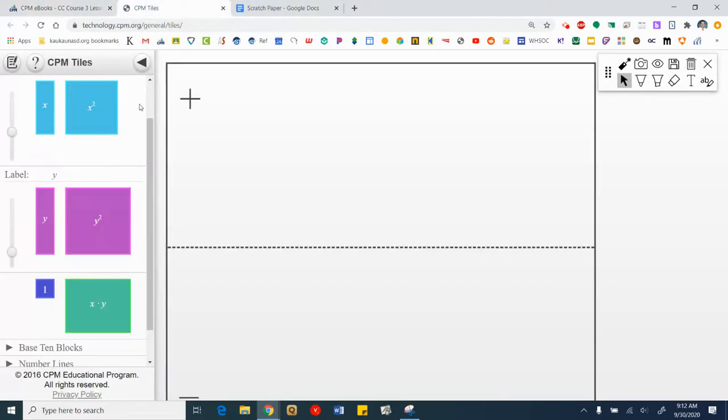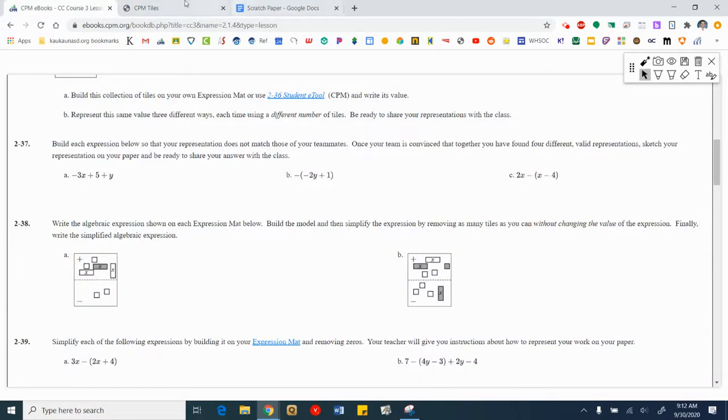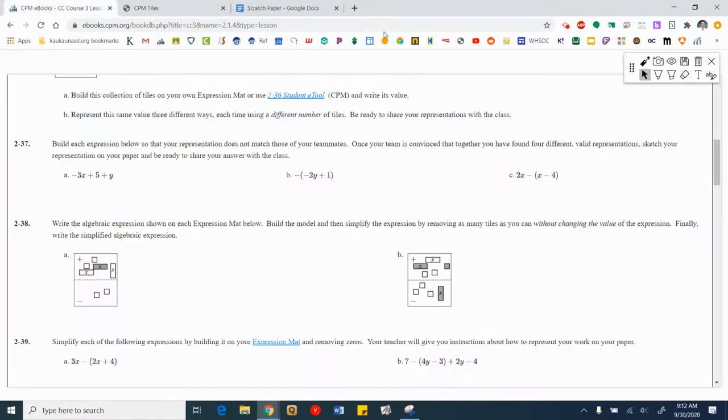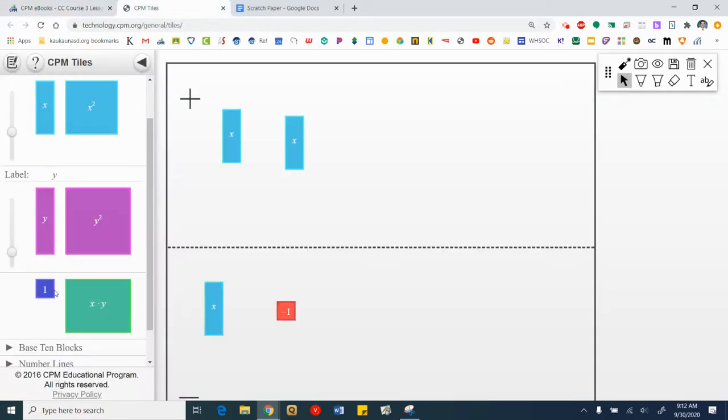Plus 2x minus x minus negative 4. Minus negative 4. Okay, hopefully you're able to build that. See if you can build it another way. Go ahead and sketch this, and we will move on.